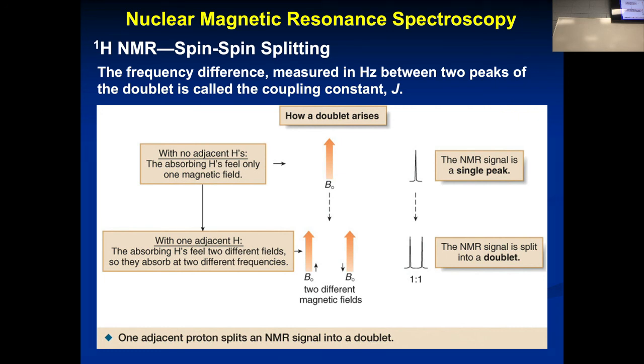And so I can have a signal that feels the magnetic field of the big magnet in the spectrometer, plus the magnetic field of my neighbor, if it aligns with. But I can also feel the magnetic field of the magnet minus a little bit of my neighbor if it's aligned against. Okay, and so that gives me two different frequencies. That's why a single peak in an NMR will appear as a doublet if it has one neighbor. Because that neighbor has an opportunity to either be aligned with the field of the spectrometer or against it. And that gives two different frequencies, okay? That's the easiest one to really understand.